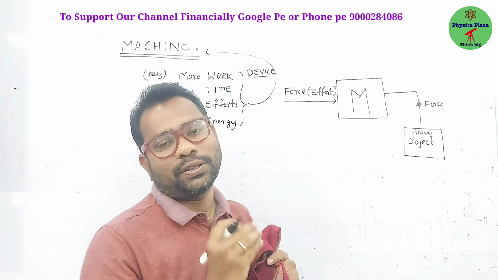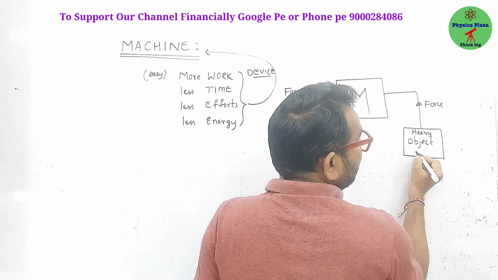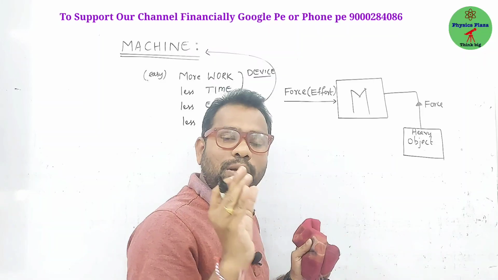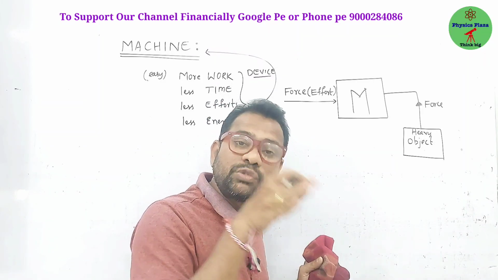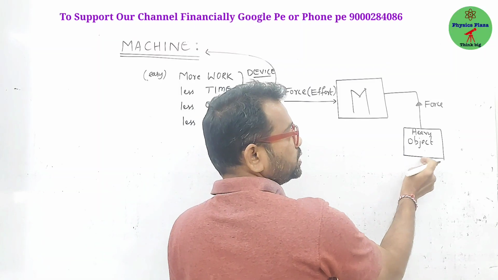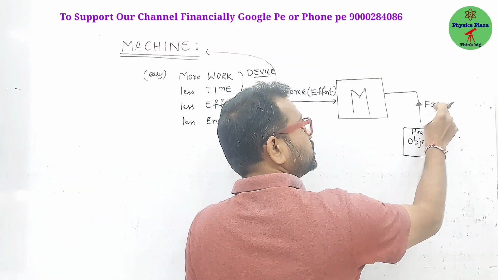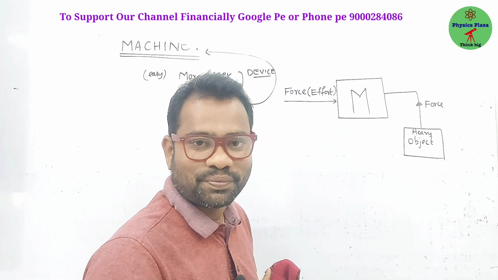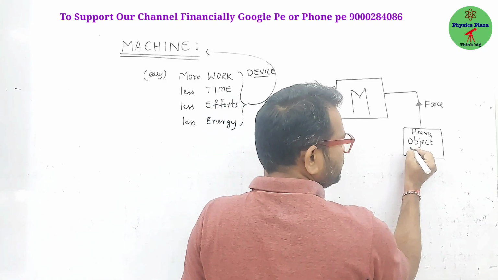And the very important thing is, how much force is needed? It must be equal to the weight of the object. The minimum force required by the machine to lift the object is equal to its weight. For example, if it is 100 newtons, it must be 100 newtons. If it is 500 newtons, it must be 500 newtons. If it is 1000 newtons, it must be 1000 newtons. Is the point clear? This is actually the load.